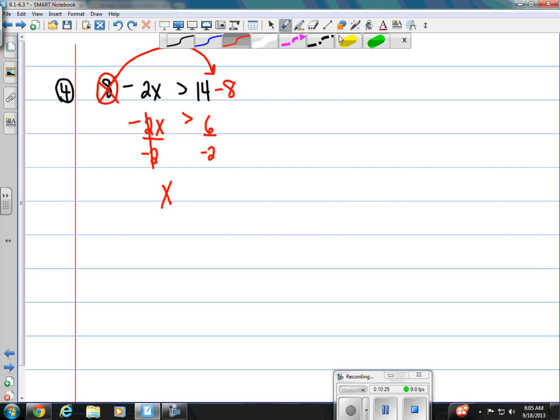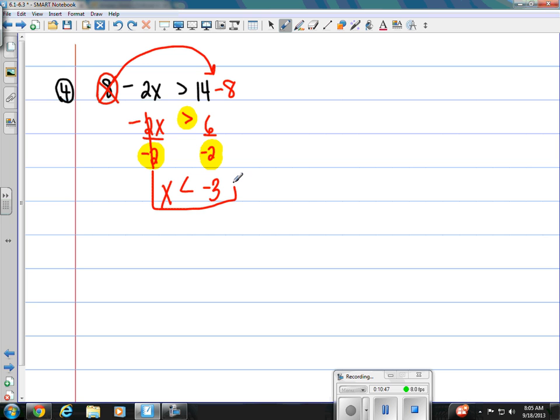Now right here, if you look, we divided by a negative on both sides. So when I divide by a negative, my inequality symbol is going to flip. Instead of saying greater than, it's now going to say x is less than -3. And that's because when you divide or multiply by a negative, you change directions. So x is less than -3 now.